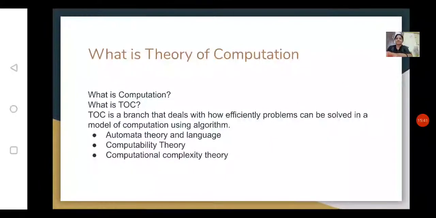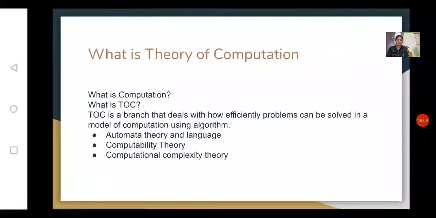So what is basically the theory of computation? As you all know, just before I told you that computation means any task which is performed by a computer or a calculator. TOC is the branch that deals with how efficiently problems can be solved using a model of computation using an algorithm. So basically it deals with three things.